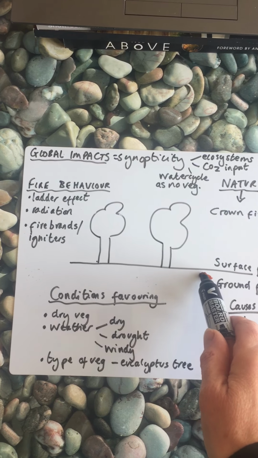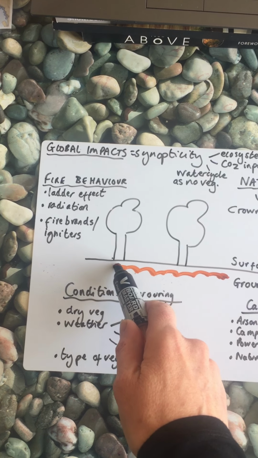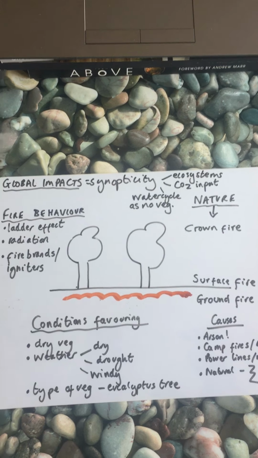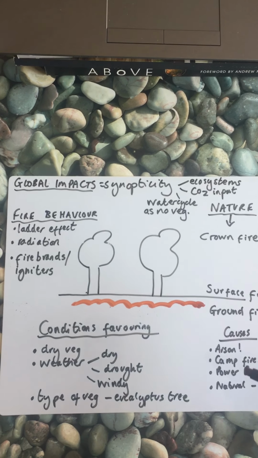So the first type is called ground fire. This is where fire is actually under the ground, so it's the soil on fire basically.